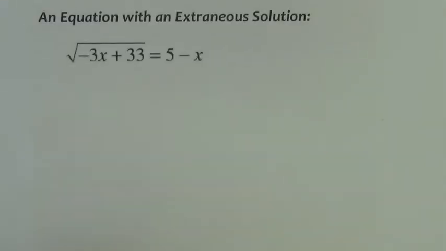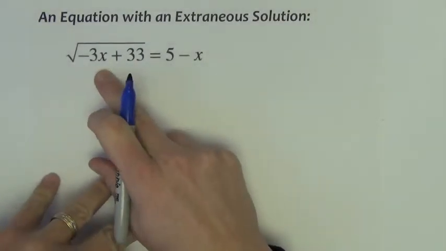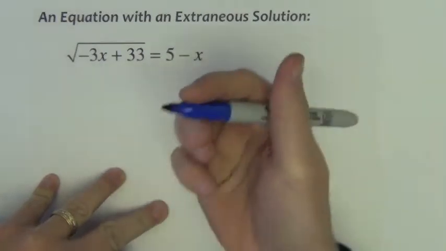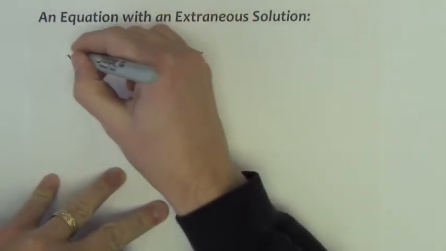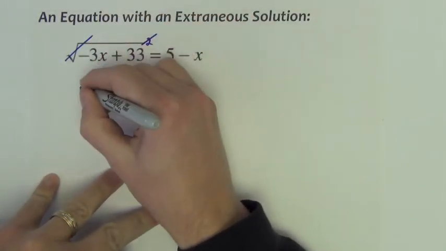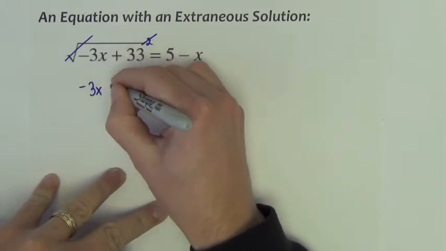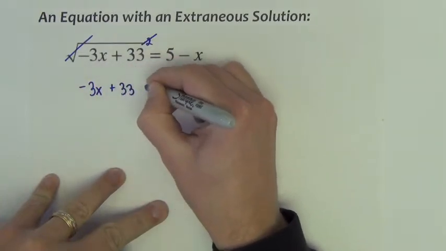The problem that follows on this side is probably going to amount to being the most challenging one of the bunch in this particular section. Not challenging to get the radical by itself. The radical's already by itself. So I square the side, cancels that out. Gives me negative 3x plus 33.